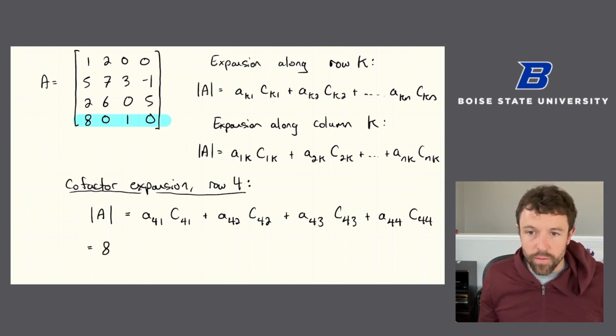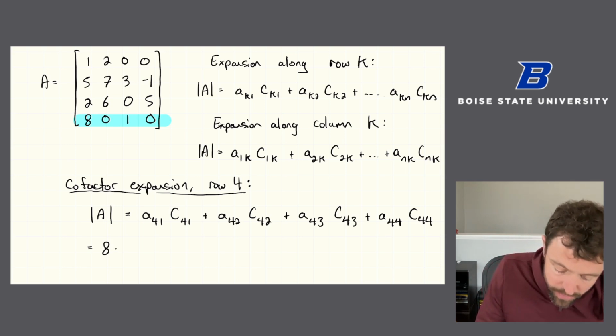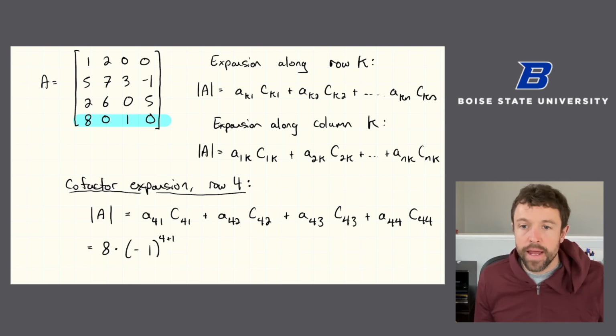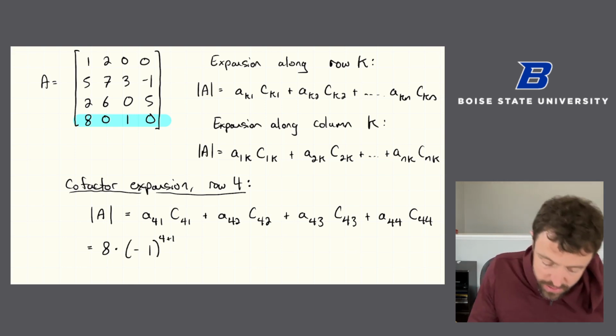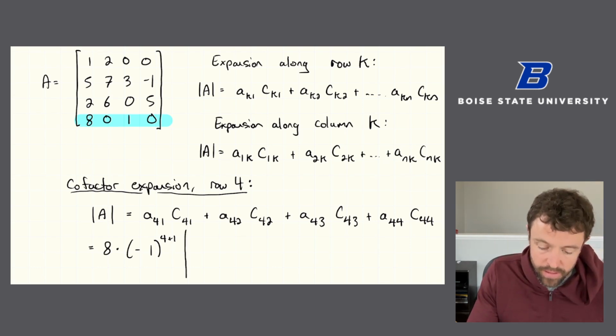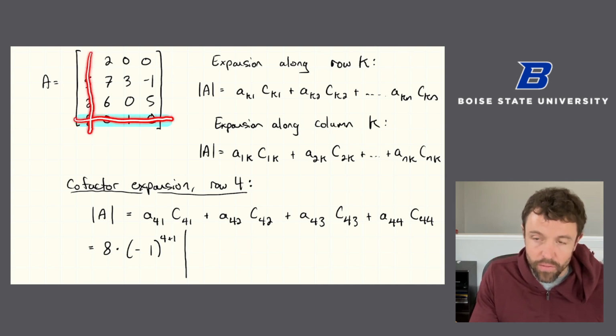What's C41? Well, we have our -1 term to the 4 plus 1. And then we have the minor of the matrix. And that minor, the 4, 1 minor, is what I get when I get rid of row 4 and column 1. So it's the determinant of this matrix.